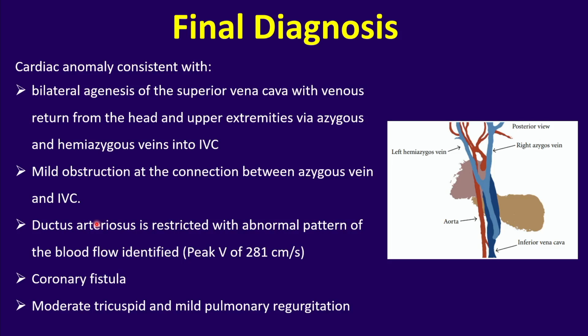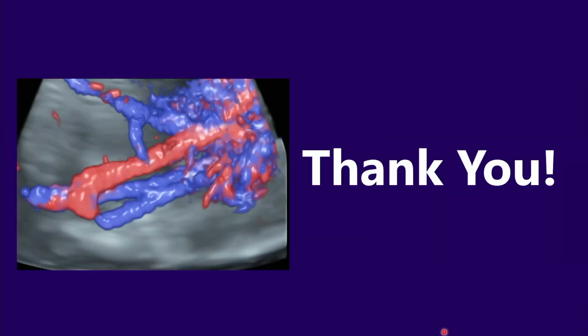So this is basically the final diagnosis. Cardiac anomaly that was consistent with bilateral agenesis of the superior vena cava, with venous return from the head and upper extremities via the azygous and hemiazygous veins to the IVC, and mild obstruction of the connection between the azygous and the IVC. Fortunately, the baby didn't develop any superior vena cava syndrome after birth. The incidental finding in this case was the mild restriction of the ductus arteriosus, and we also saw mild tricuspid and pulmonary regurgitation because of that. Thank you very much for your attention.